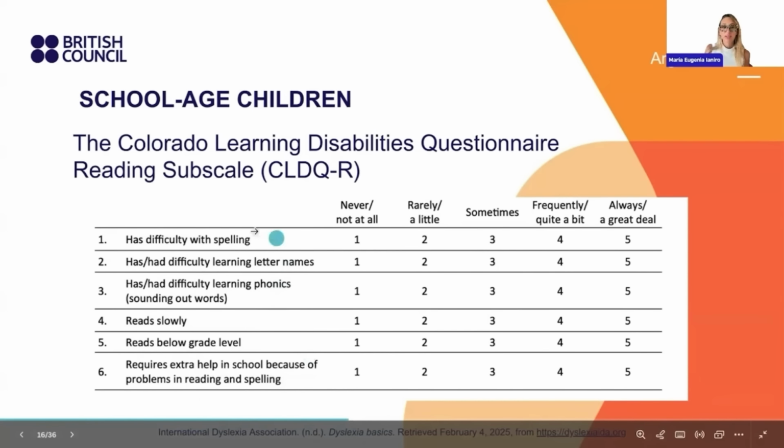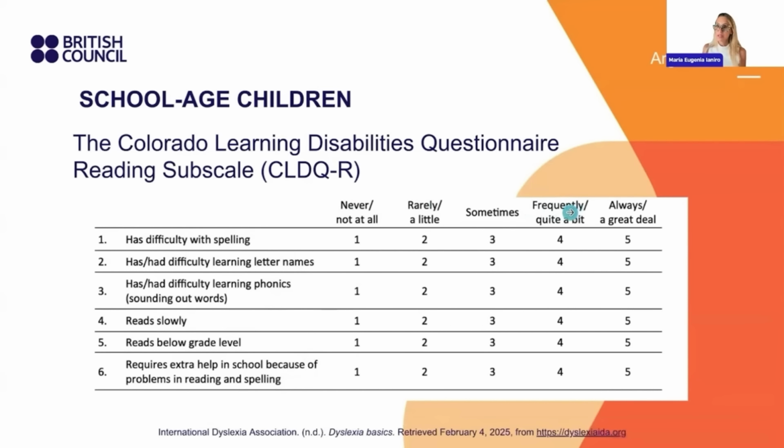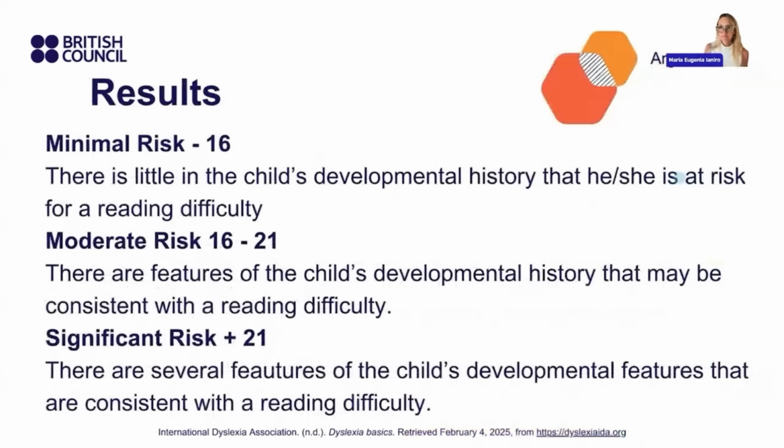So the teacher needs to answer each of them according to never, rarely, sometimes, frequently, and always. And at the very end, the teacher is going to obtain a result. If the student obtains less than 16 points, there is little in the child's developmental history to suggest that he or she is at risk for a reading difficulty. If the student obtains between 16 and 21 points, this person has moderate risk. It means that there are features of the child's developmental history that may be consistent with a reading difficulty.